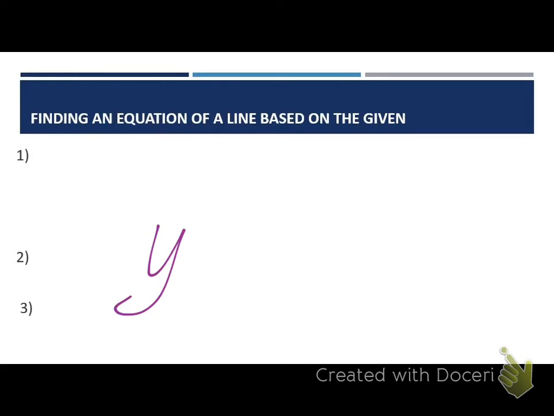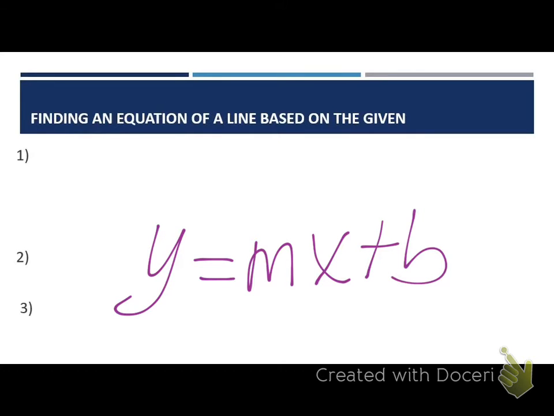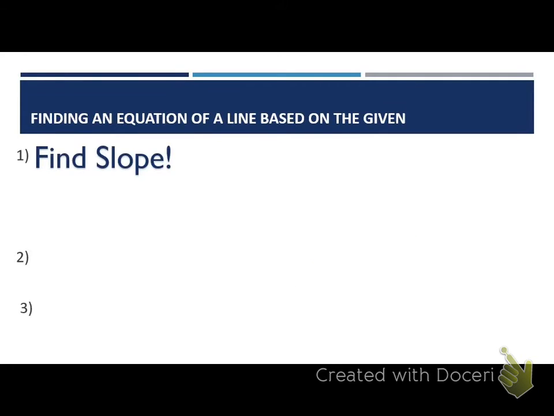Our final answer will look like y equals mx plus b. That's our goal. To get to that goal, there are 3 steps, and they're the same 3 steps no matter what the question is. The first one is to find the slope. So go ahead and write that in. Step 1, find the slope.